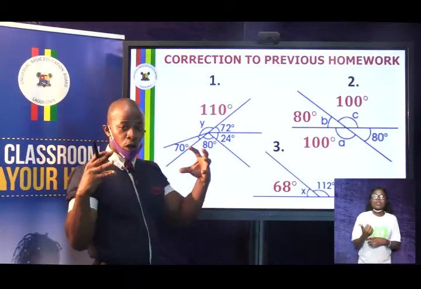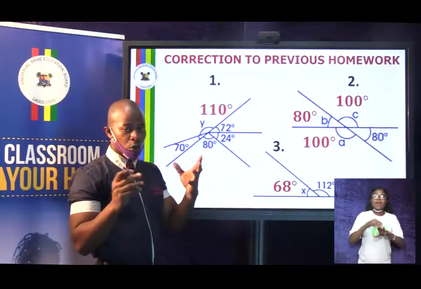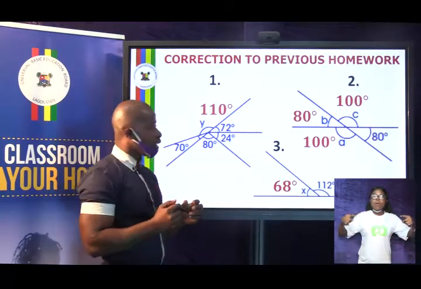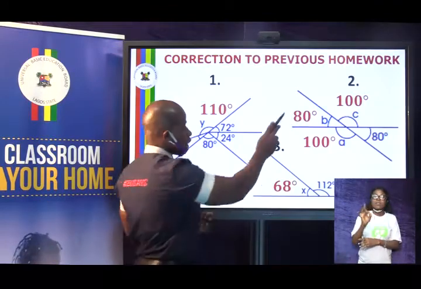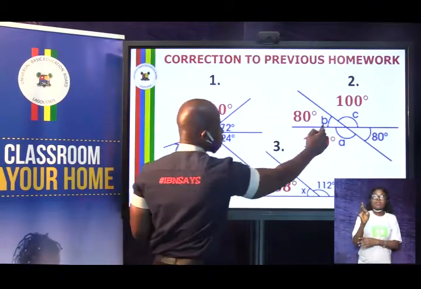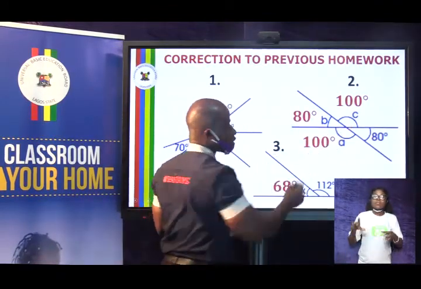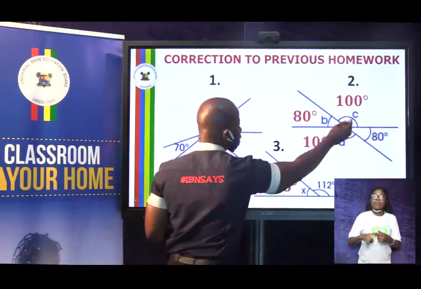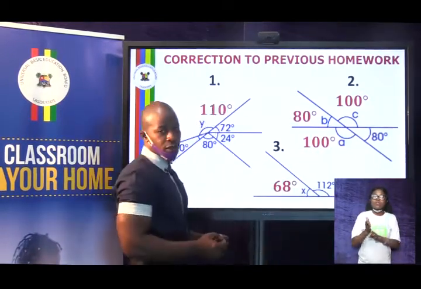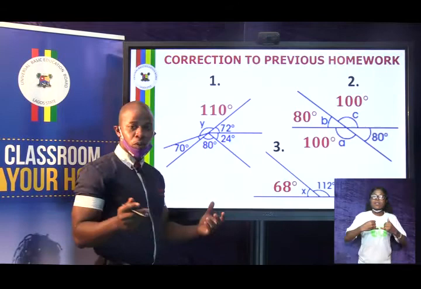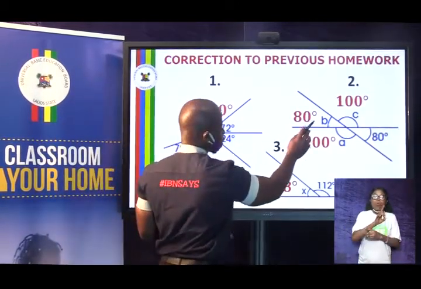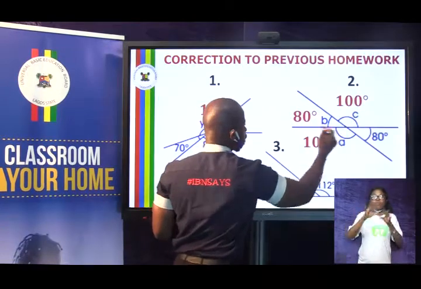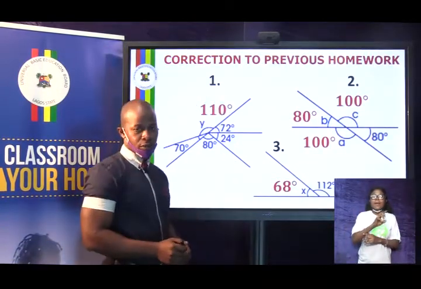And you remember that when two angles are facing each other at the junction, we call them vertically opposite and they are equal. Therefore, this is 80. If this is 80, it joins C to form a semicircle on this straight line. And angles on a straight line will add up to 180. So if this is 80, then this will be 100 to form 180 on that straight line.